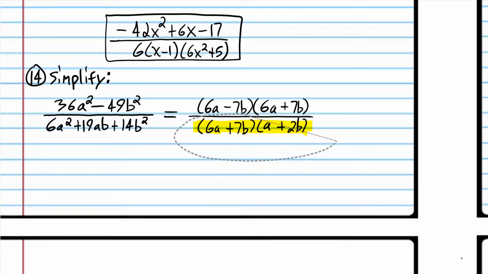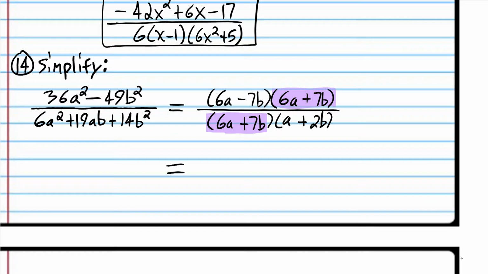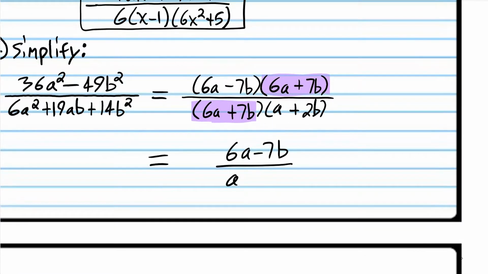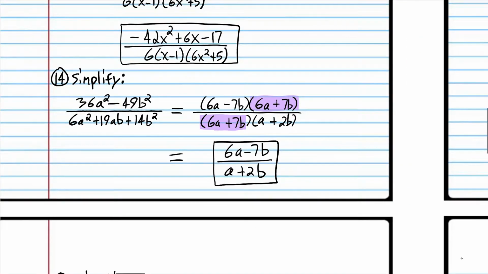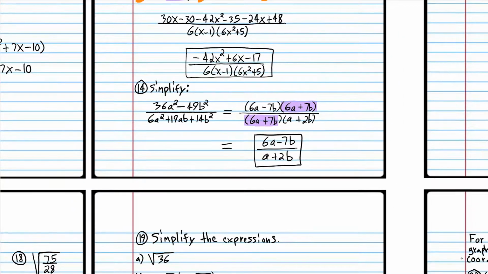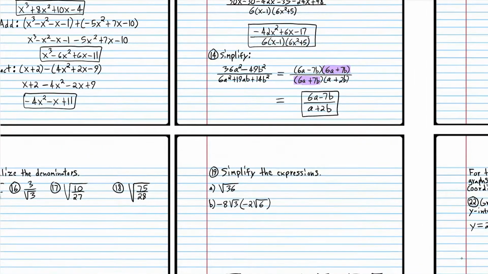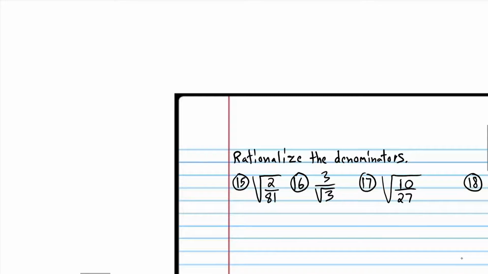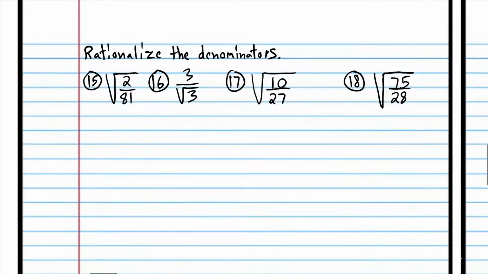So why do we care? Well, we care because now look what's going to happen. The 6a plus 7b is going to cancel out, and this expression is going to get a lot more simple. And we don't have to write the parentheses anymore because the numerator is not being multiplied into anything, and the denominator is not being multiplied into anything either. So we're done. So if you got that one right, good job. Okay, on to number 15. It says rationalize the denominators.